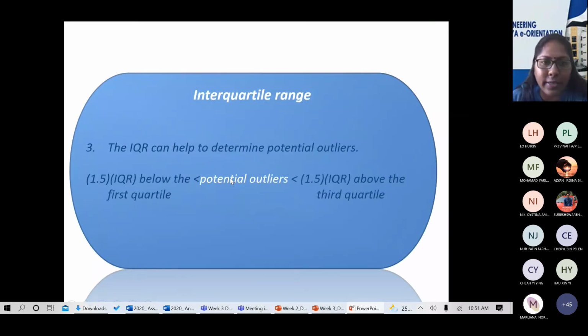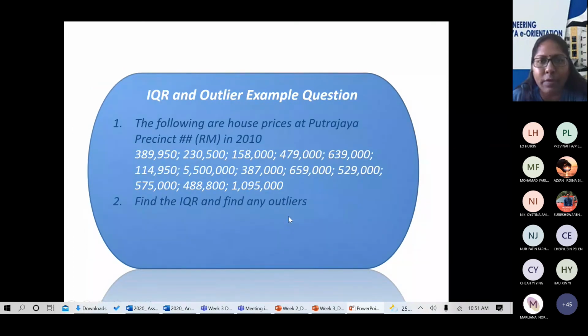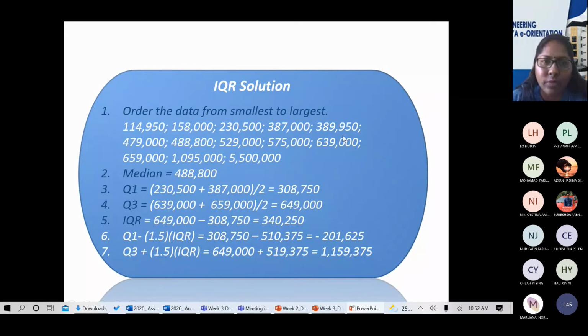Okay, so that was outliers, right? Outliers should be beyond the 1.5 beyond the first quartile, and 1.5 beyond the third quartile. Okay, so this is an example of how you calculate interquartile range as well as outliers. So when we have house price in 2010, you find the median. You arrange it, and when you arrange, median is the middle point. Then you find your quartile 1. Then you find your quartile 2. And then you have the interquartile range between quartile 1 and quartile 2. And we find the outliers range.